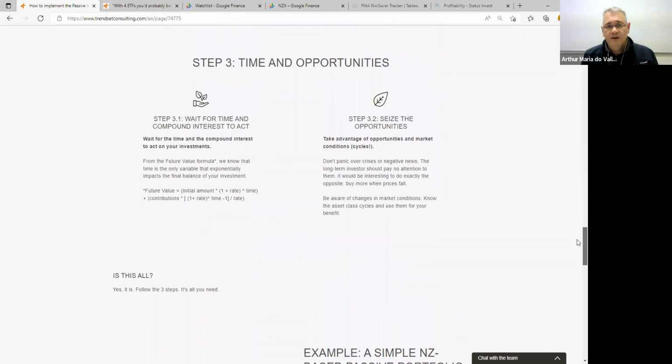And then finally, the third step with two components here. The first one is just wait, okay? Remember the future value formula. Is the time the main element here? If you can stay invested for 20 years, it will be good. But if you can stay invested for 30 years, it will be even more, because time will be the component that makes the major impact in your balance, okay?